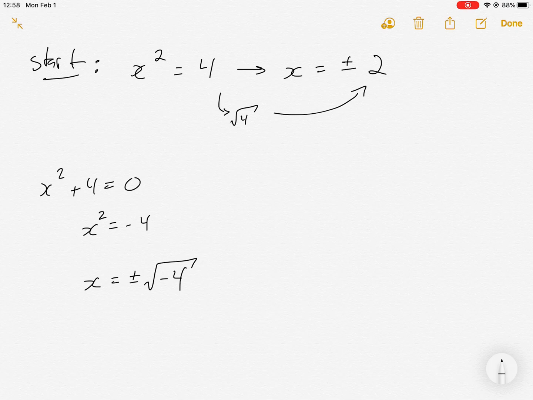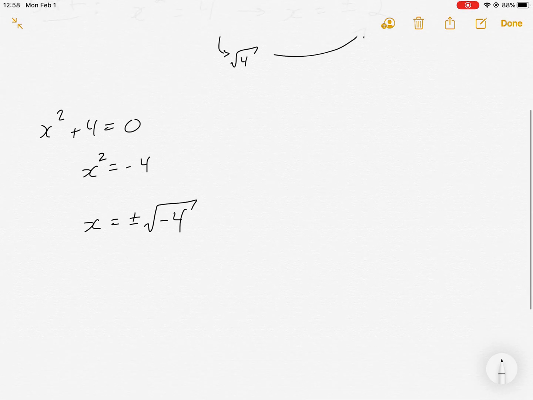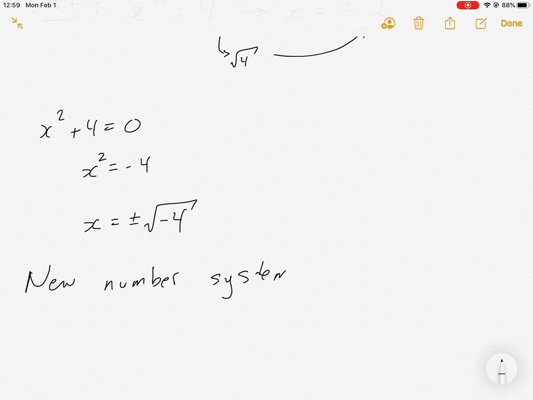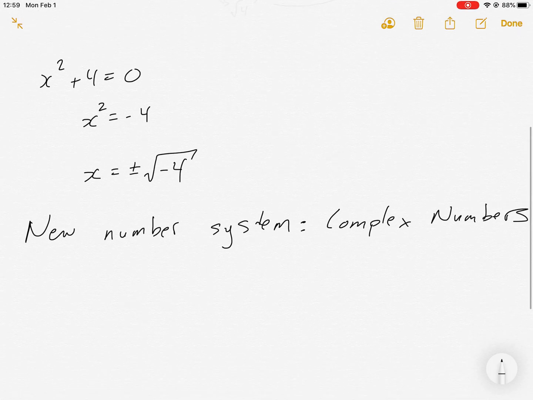Now, mathematicians decided at one point that this wasn't really necessary. They didn't think they needed square roots of negatives. But since then, some fields of math, and actually physics as well, have required that the square root of a negative number be defined. So they created a new number system called the complex numbers. And they also decided that the square root of negative 1 now has a name.